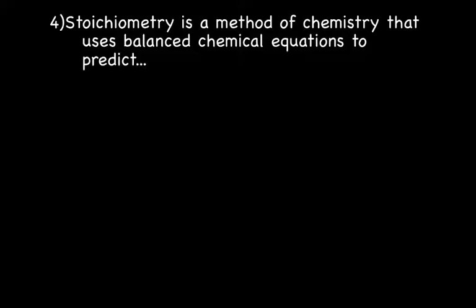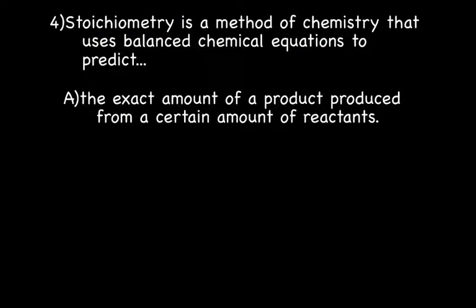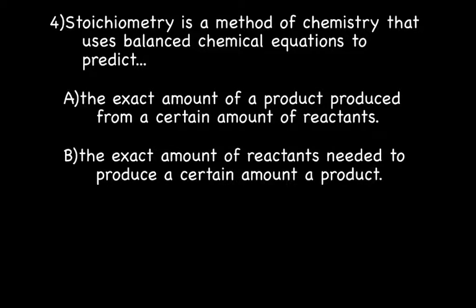So why did we go over chemical reactions? Well, this thing we're actually going to be talking about now is stoichiometry. Stoichiometry is a method of chemistry that uses balanced chemical equations to predict the exact amount of a product produced from a certain amount of reactants or the amount of reactants needed to produce a certain amount of products. What we're really going to be doing this unit is mole conversions. But we're going to do these mole conversions with the goal of predicting how much reactant needed or how much product produced. And that's the whole point of stoichiometry.